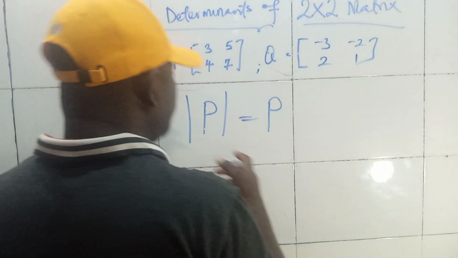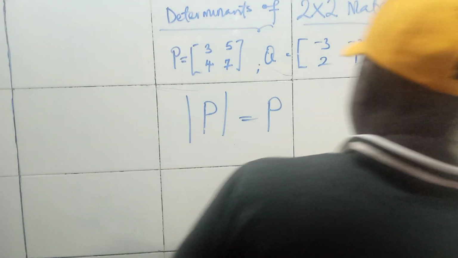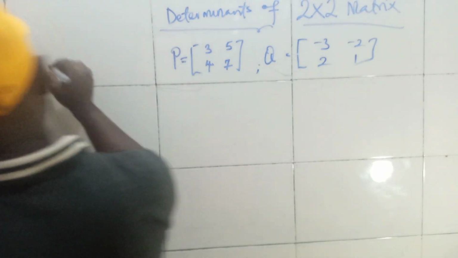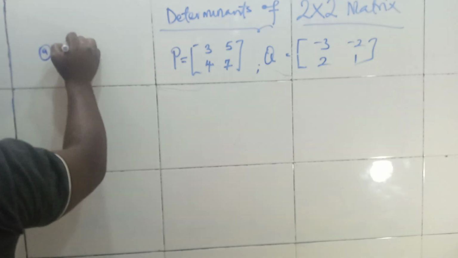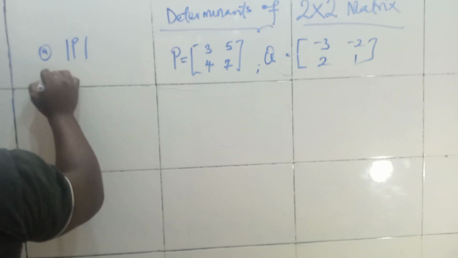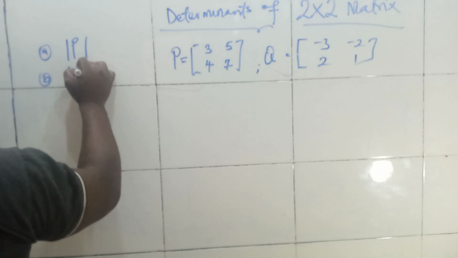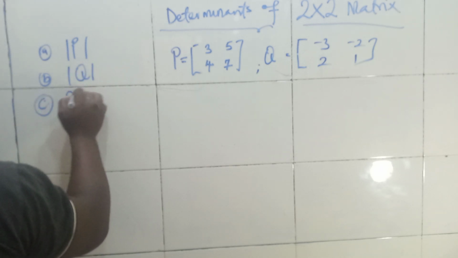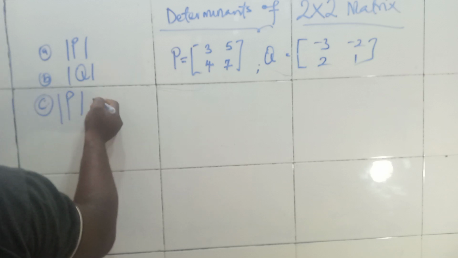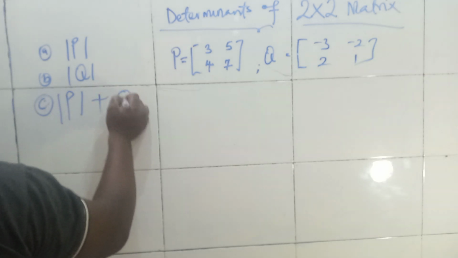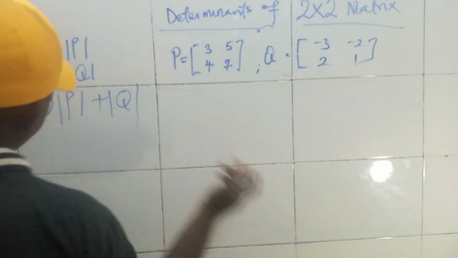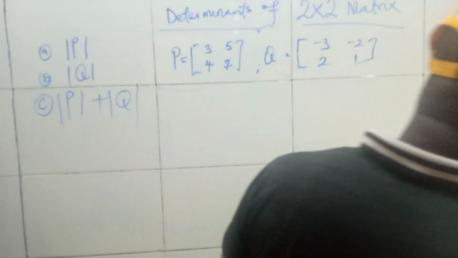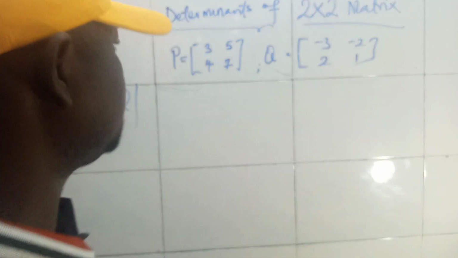Like this question now, question A says find the determinant P, B determinant Q, C determinant P, let's say plus Q. I can say P minus Q. I can say P plus 2Q. I can play around it. So my own is just to get the principle, solve it, and you are good to go.